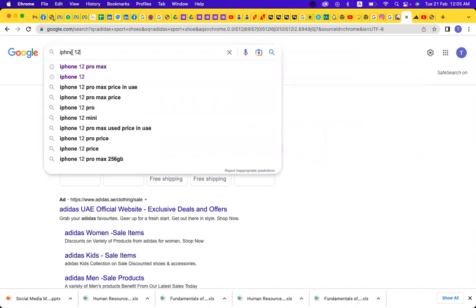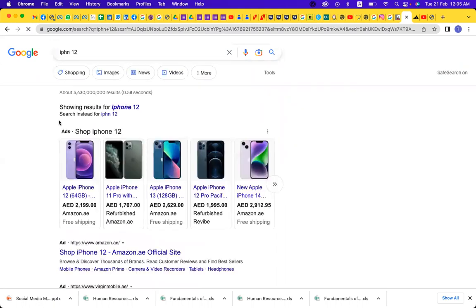See, I've not spelled it very well. So they already understand, they are already trying to get what I am trying to spell, okay? So if I just type like this, Google will say, showing results for what? iPhone 12. Okay, they know that this is what you are trying to search. Now they are saying, search instead for iPhone 12.